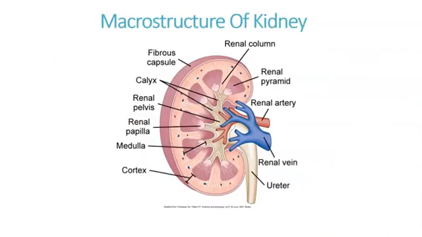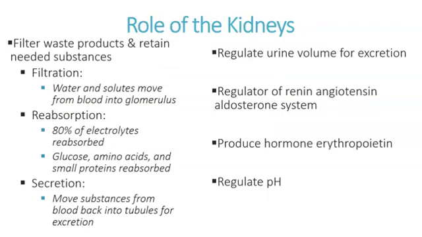This image shows you the overall macro structure of the kidney. Now we have millions of nephrons inside our kidneys, and the nephron is the real functional unit of the kidney. This is where all the processes that we're going to talk about next occur. And we're going to look at these processes within the context of the role of the kidneys, the function that the kidneys have within our body. Overall, the role of the kidney is really to filter out waste products, as well as to help me hold on to the substances that I actually do need, such as some of my electrolytes.